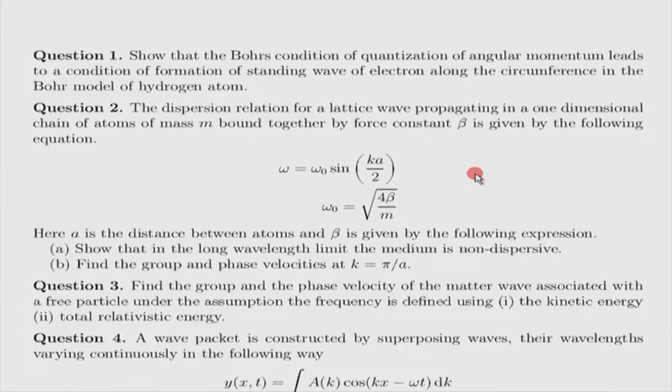The dispersion relation for a lattice wave propagating in a one-dimensional chain of atoms of mass m bound together by force constant beta is given by omega equals omega naught times sine of k a by 2, where omega naught is equal to the square root of 4 beta by m. Here a is the distance between atoms and beta is the expression given. Show that in the long wavelength limit, the medium is non-dispersive, and then find the phase and group velocities at k equals pi by a.